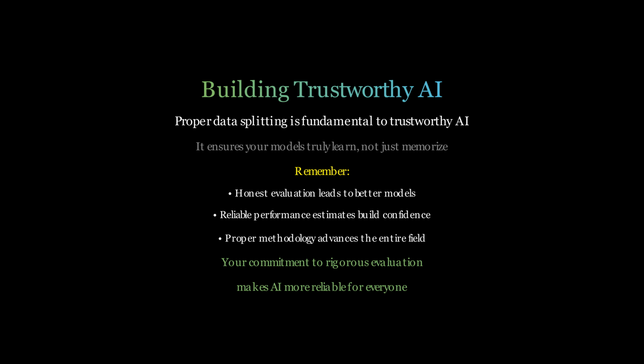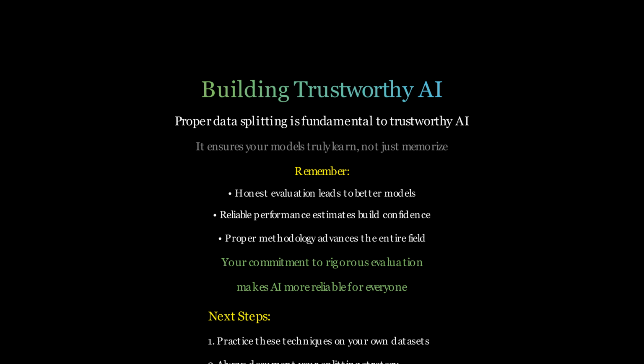Proper data splitting is fundamental to building trustworthy AI systems. It ensures your models truly learn generalizable patterns rather than memorizing specific examples. Honest evaluation leads to better models. Reliable performance estimates build confidence in deployment. And proper methodology advances our entire field. Your commitment to rigorous evaluation practices doesn't just improve your own models, it contributes to making AI more reliable and trustworthy for everyone. Here are your next steps.